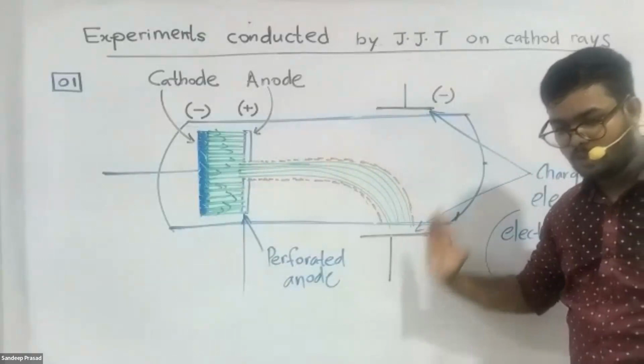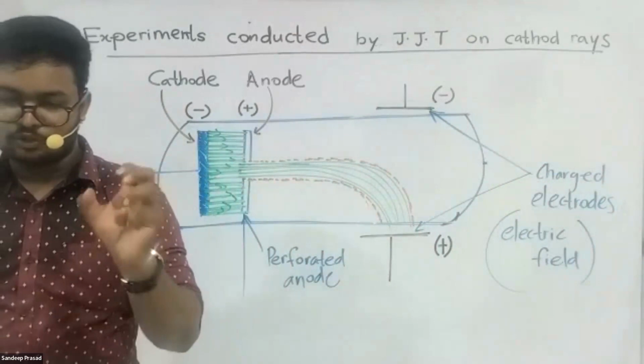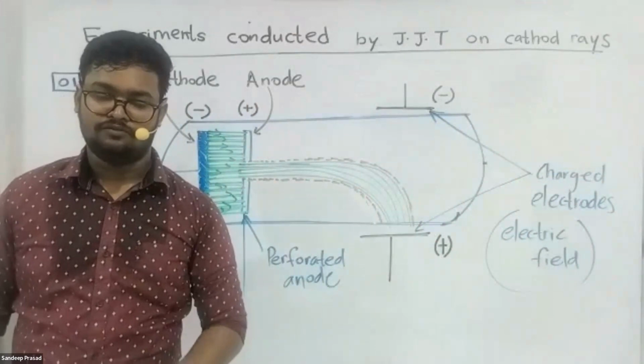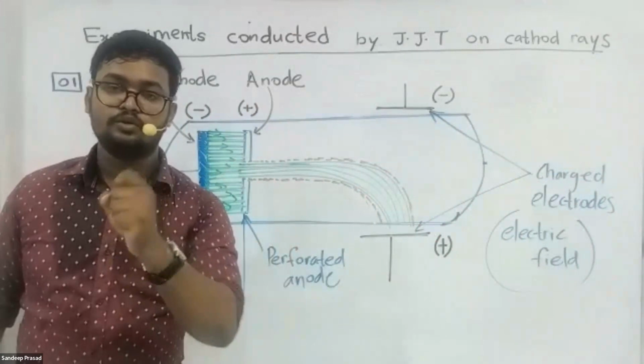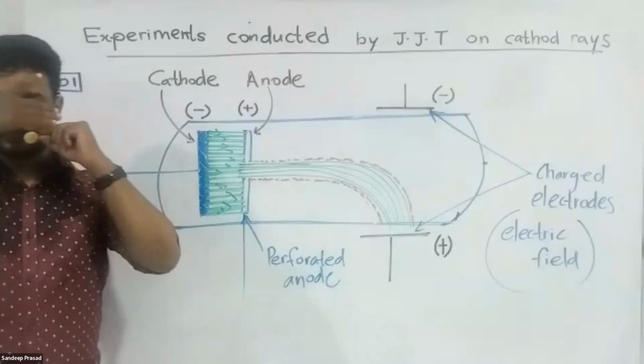Students, tell me honestly your idea. What is the conclusion that J.J. Thomson should take? Just imagine you are J.J. Thomson. After seeing this observation, what is the conclusion that you will have? Answer me in the chat box.